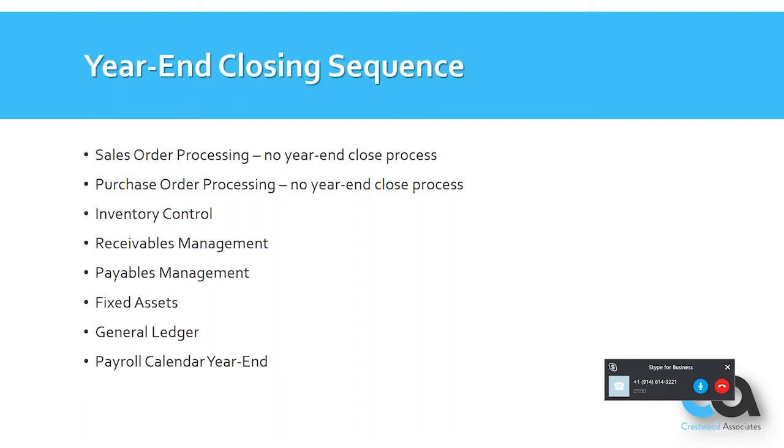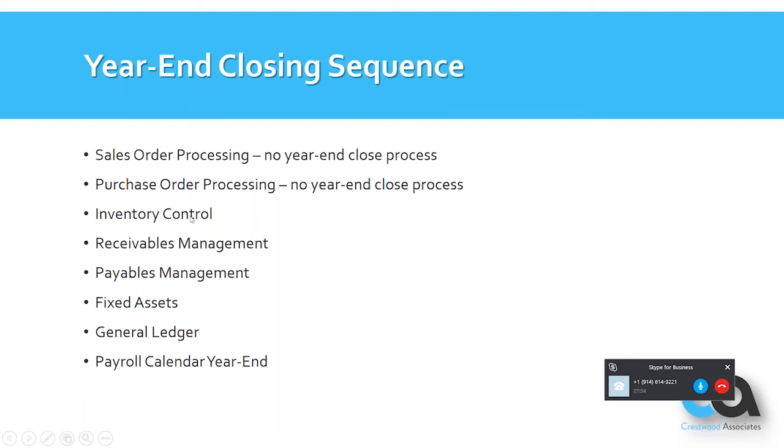So you'll start with basically, if you're using sales order processing or purchase order processing, there's not technically a year-end close process that needs to run, but it is recommended to have those modules reconciled. It's just helpful so that you have clean data and that all your inventory is correct as well. So there's no year-end close process in sales order processing or purchase order processing. And then the actual year-end process starts with inventory.